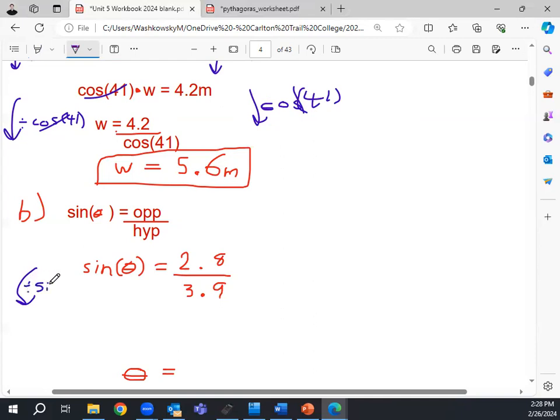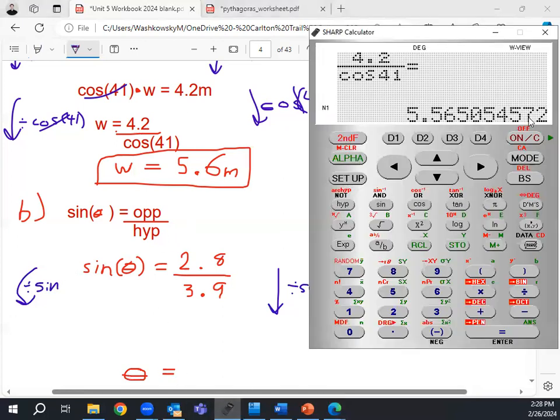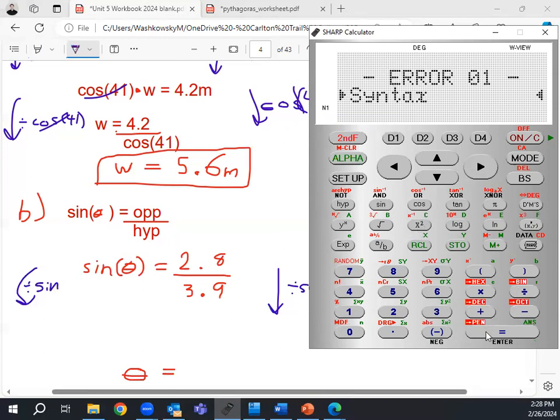Now, those of you who took this with me, you know exactly what's coming. So, okay, I need to divide both sides by sine, right? So what's going to happen here is I'm going to take 2.8 divided by 3.9, divide the whole thing by sine. It's going to break your calculator. It's not going to work. You can't actually divide by sine, cosine, and tangent. It doesn't work.